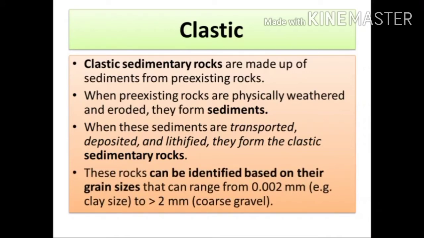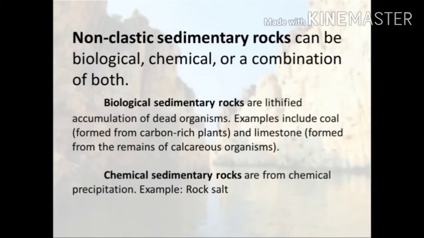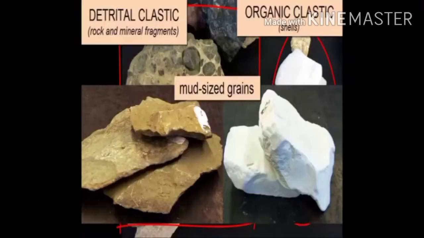These rocks can be identified based on their grain sizes. The non-clastic sedimentary rocks can be biological or chemical, or a combination of both. Biological sedimentary rocks are lithified accumulations of dead organisms. Examples include coal and limestone. Chemical sedimentary rocks are from chemical precipitation. Example, rock salt. The classification of these rocks is through textures and composition. This leads to the story of the rock's formation, setting, and history.